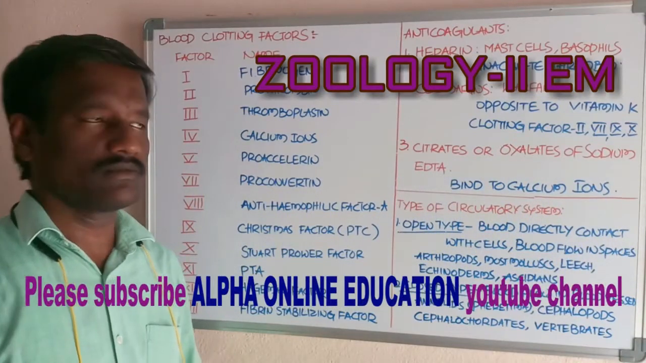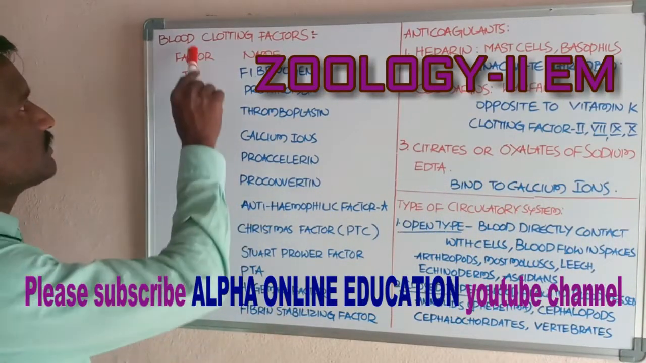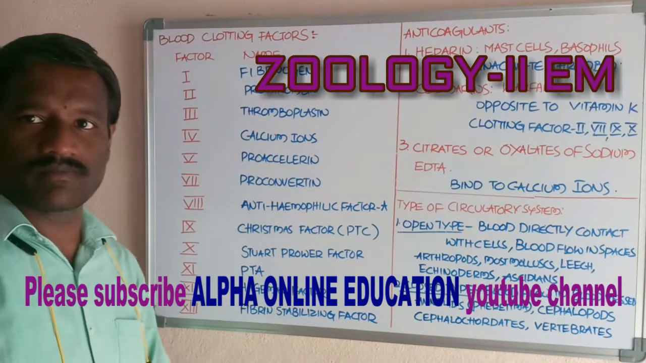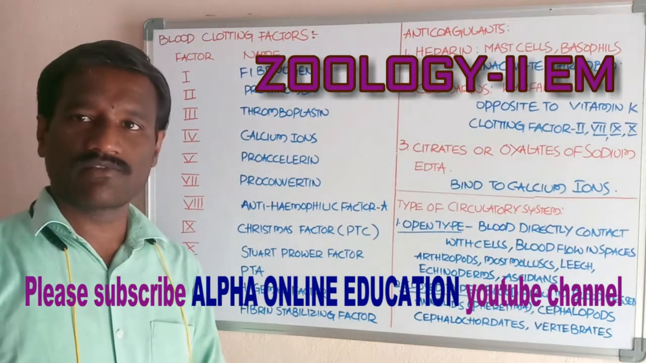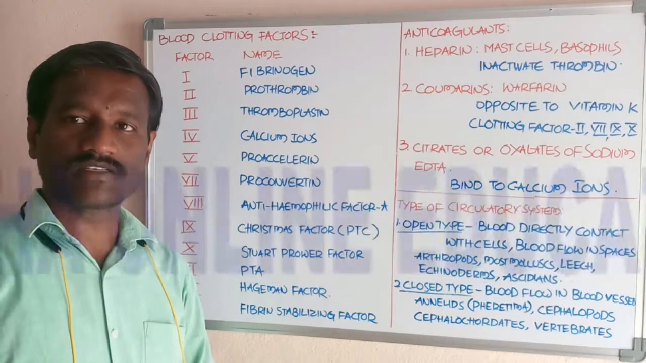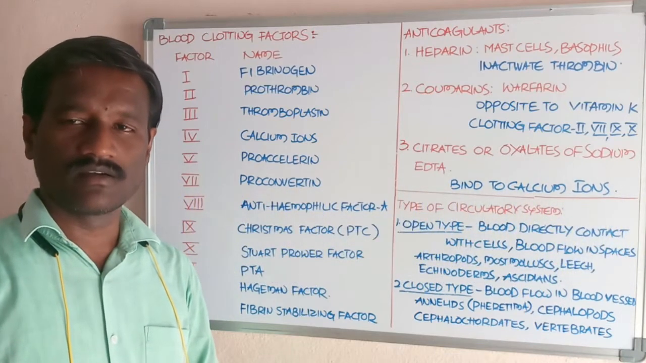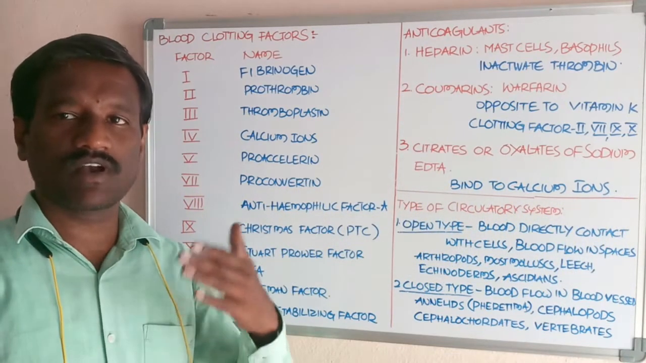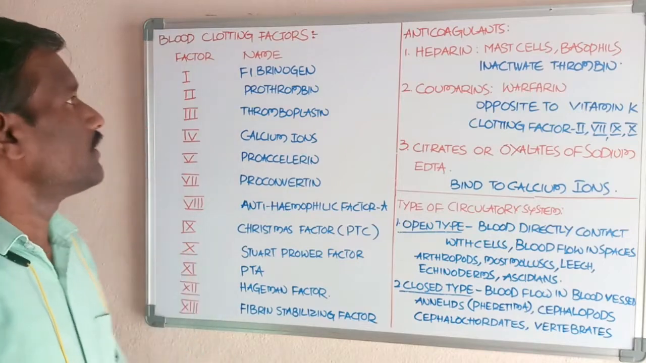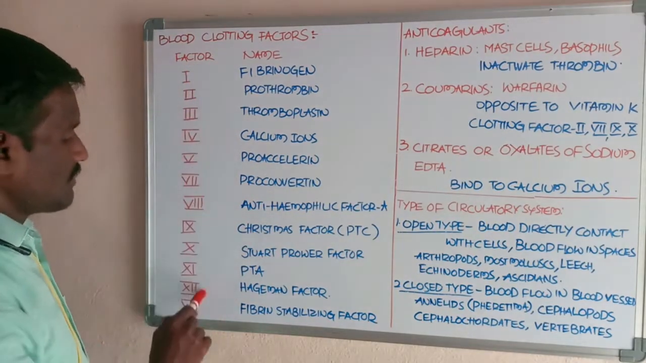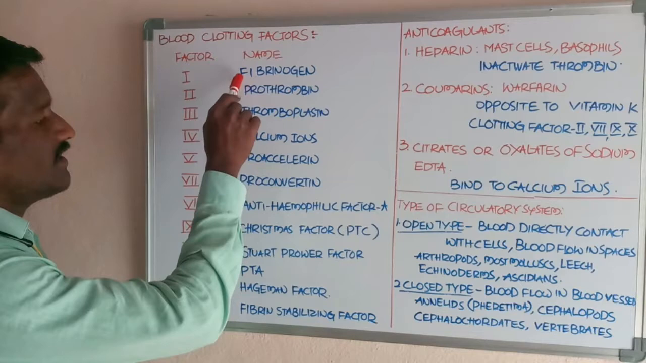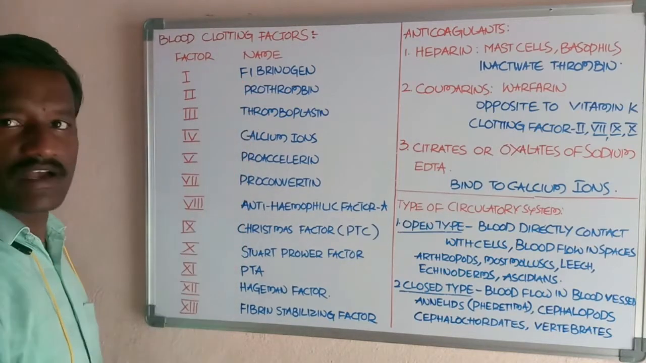Students, now discuss about the blood clotting factors. What about the blood clotting factors? Blood clotting factors help in the mechanism of clotting of the blood. Well, students, these are the number of the factors and names or synonyms of the blood clotting factors.